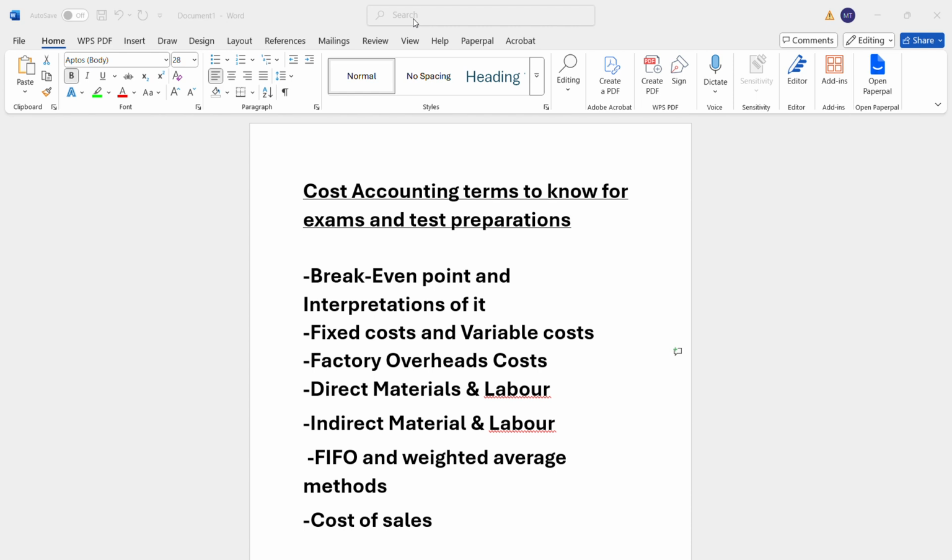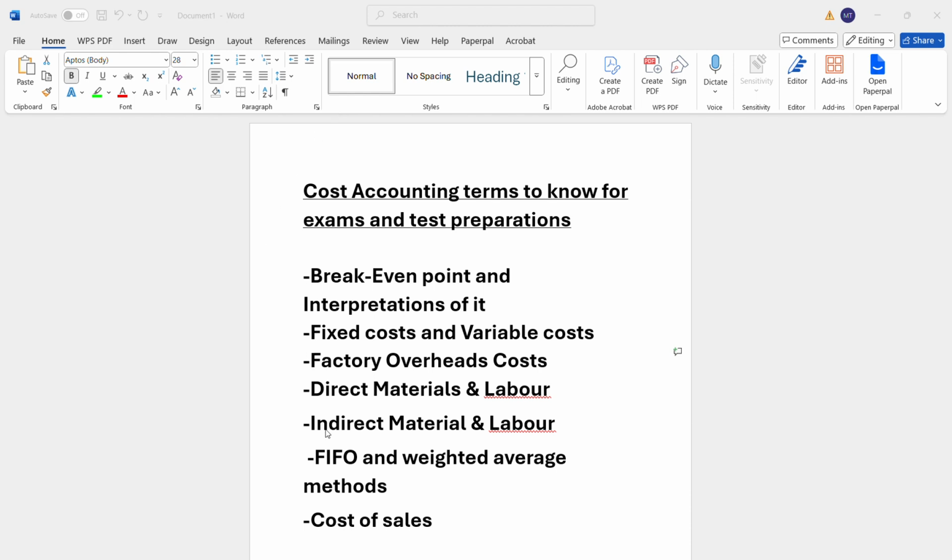Then we have direct materials and direct labor. Direct materials are materials that are needed to make that product. If for example you bake cakes, your flour is your direct material, your oil is your direct material, and direct labor are people who are involved in making those products.